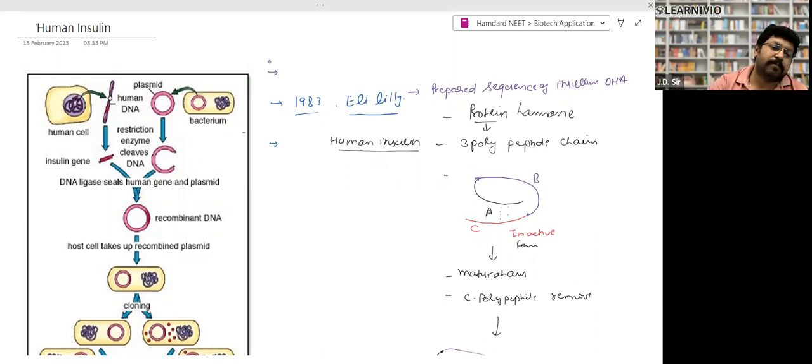Actually, the name of that company was GeneTech. GeneTech was the company which purchased the copyright of this sequence from Eli Lilly and prepared Humulin, this insulin which is called Humulin, right? Now, what happened? This human DNA is extracted.